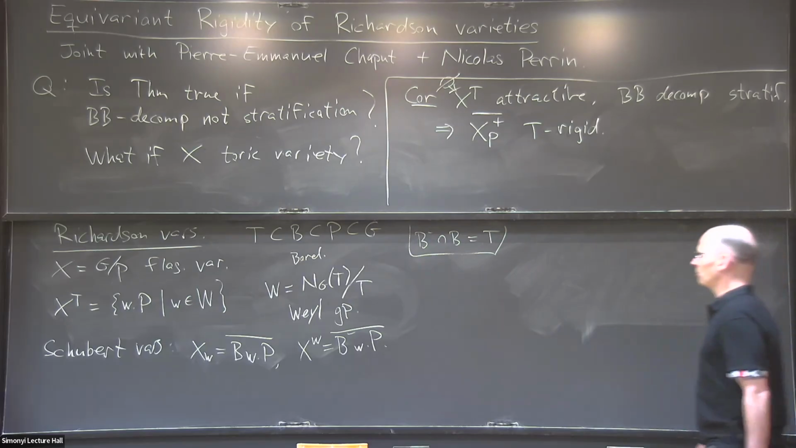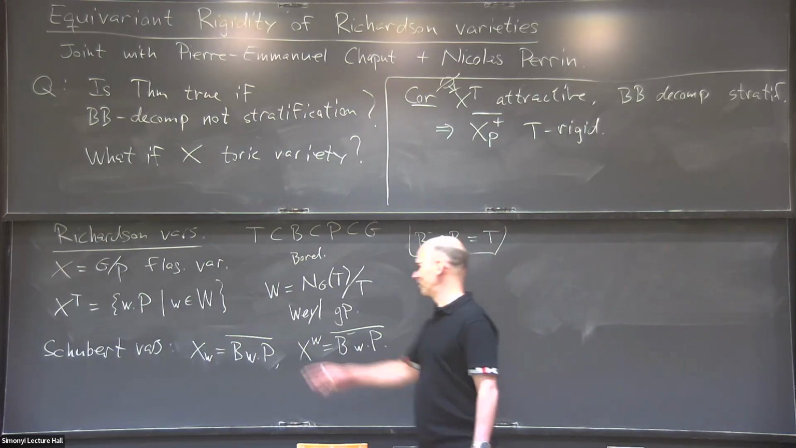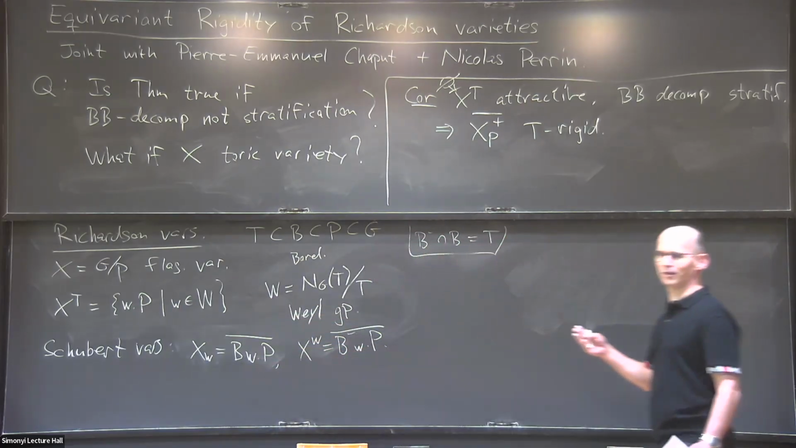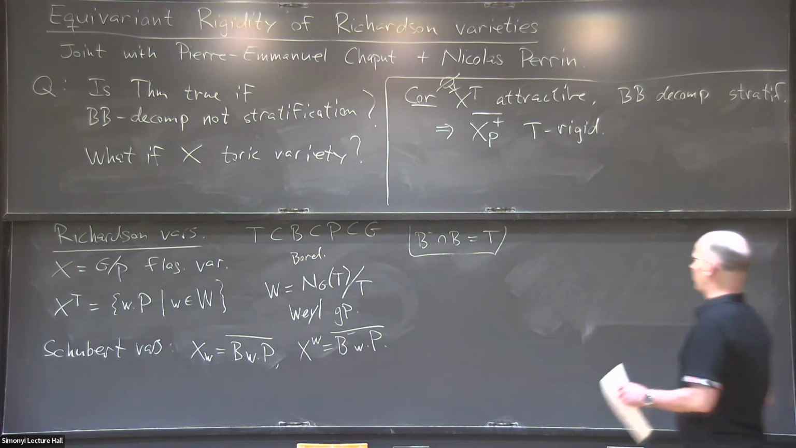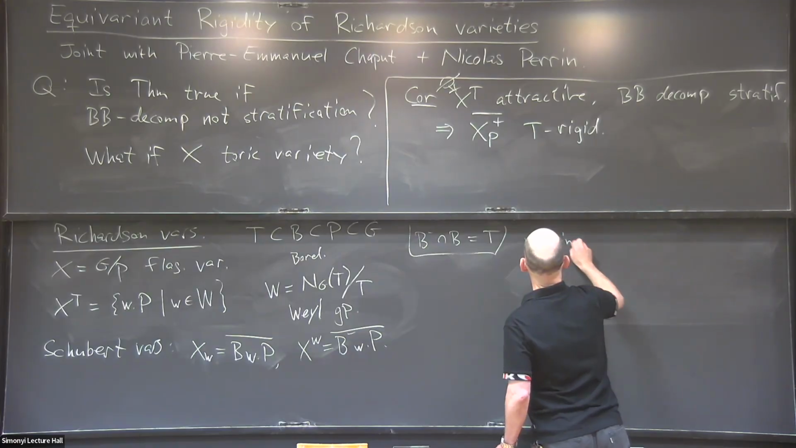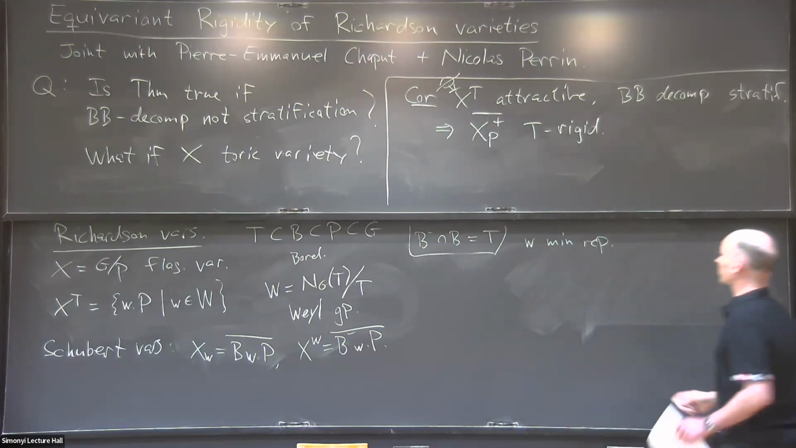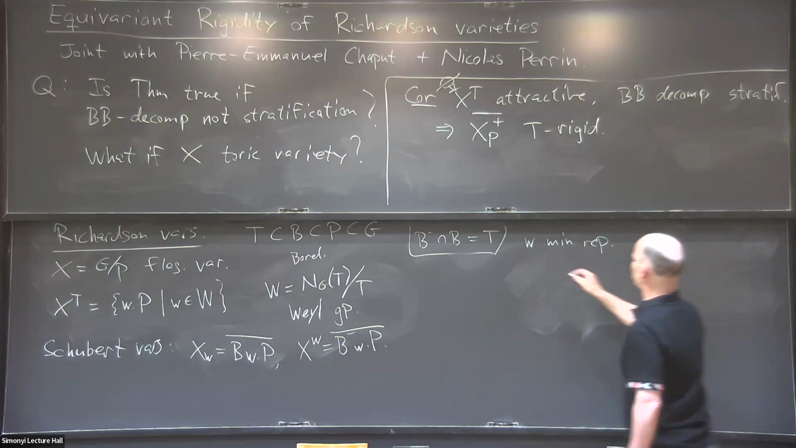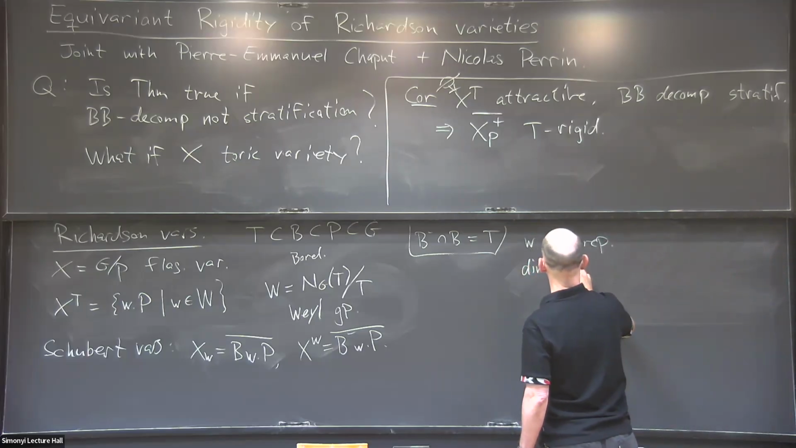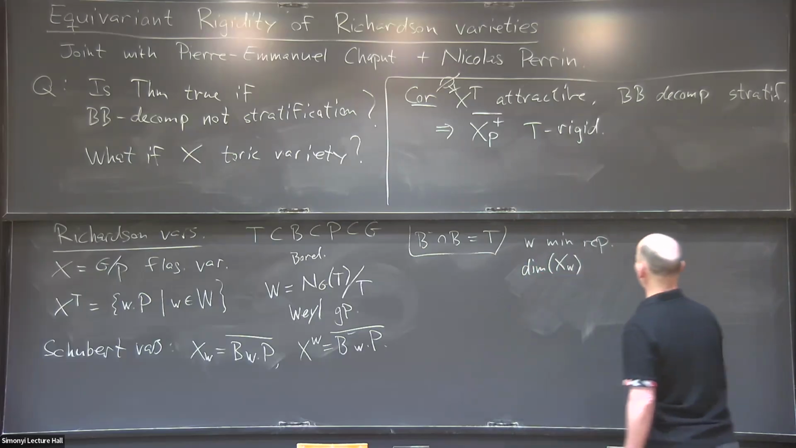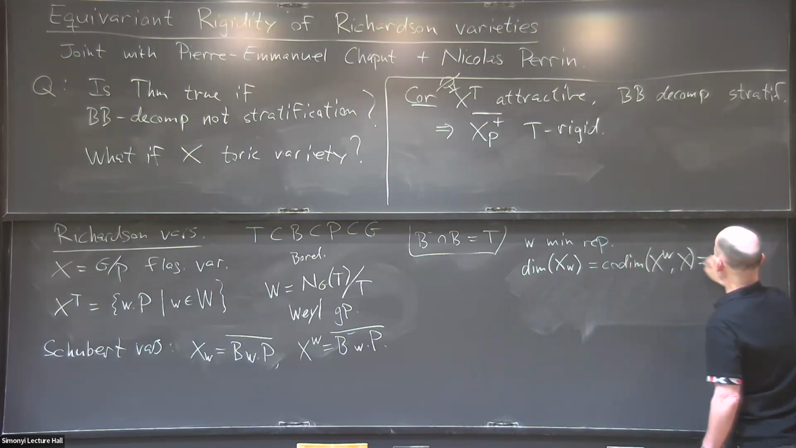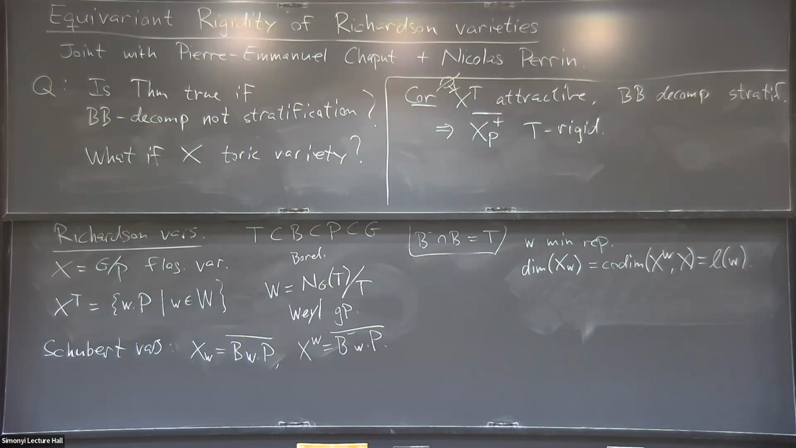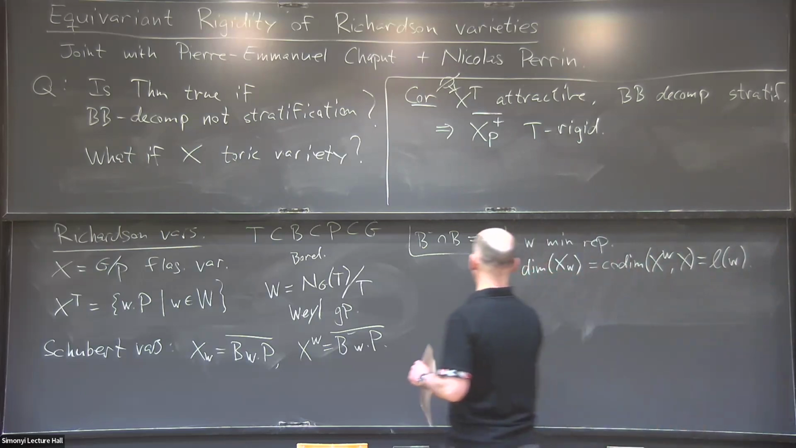And I guess the T fixed points and the Schubert varieties only depend on w modulo the Weyl group of P. And when we take w to be the minimal representative for the Schubert variety, well, the dimension is set up so that the dimension of X lower w is equal to the codimension of X upper w, and that's equal to the length of the Weyl group element. And finally, we then have the Richardson variety.